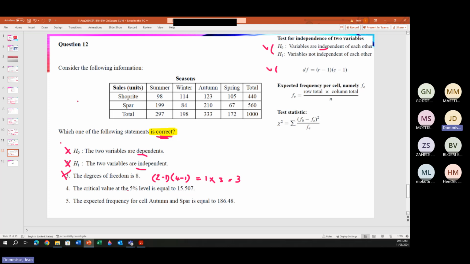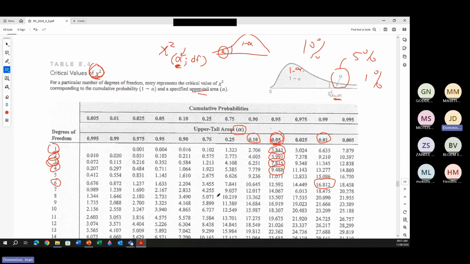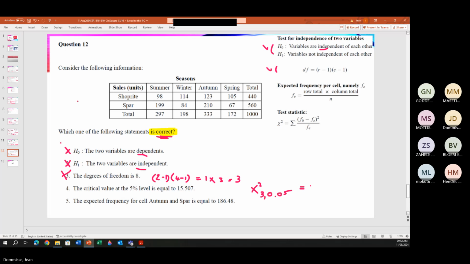Okay, critical value. So let's look at the critical value of degrees of freedom 3 and at 0.05. Critical value 3, 0.05, again 0.05. That is 7.815. Okay, so again, incorrect one.